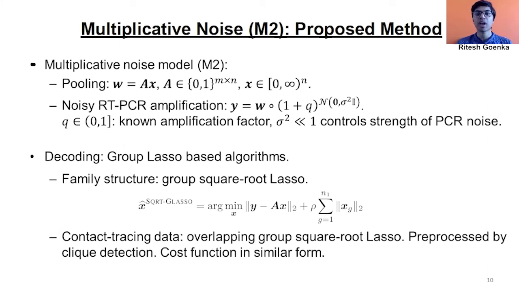To incorporate the family structure, since each individual belongs to a different family, we can construct an optimization problem that minimizes the distance between Y and AX while further penalizing the L2 norm of the subvectors of each family. The contact tracing scenario is slightly more complicated because the contact tracing data can result in overlapping groups. So we need to pre-process the data using clique detection and then design the cost function in a similar form.